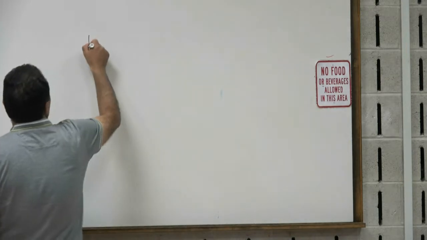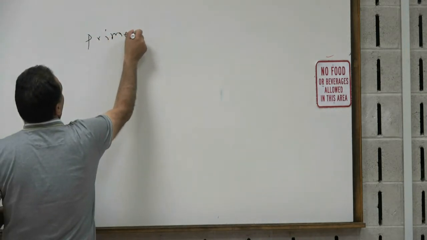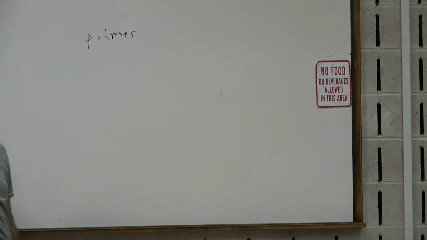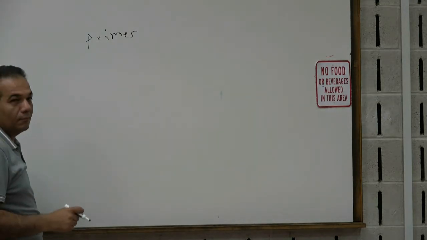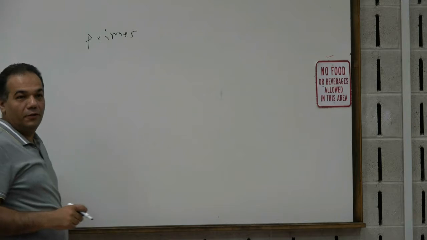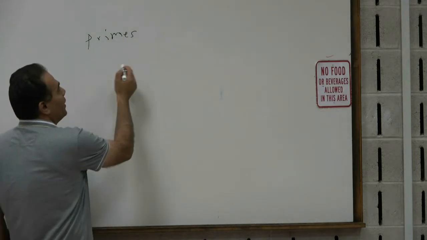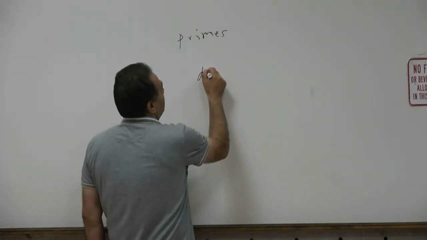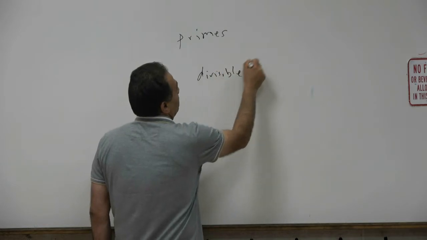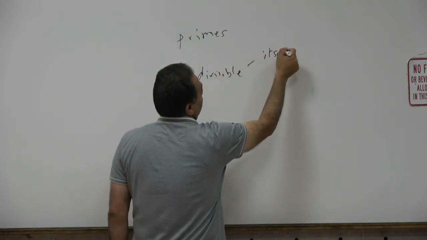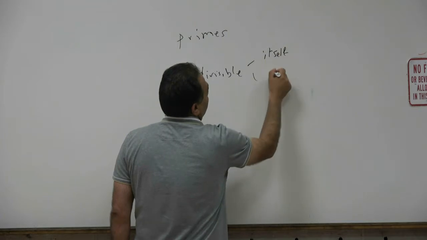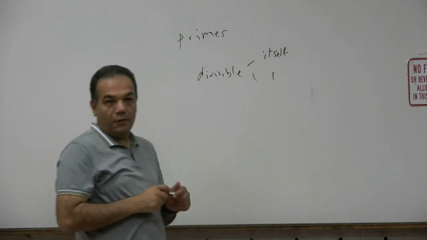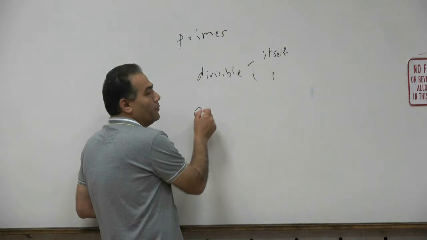Whenever you talk about network security, the first thing you always have to talk about is primes, right? So what's a prime? It's a number that is divisible by itself and 1, right? So, is 0 prime?